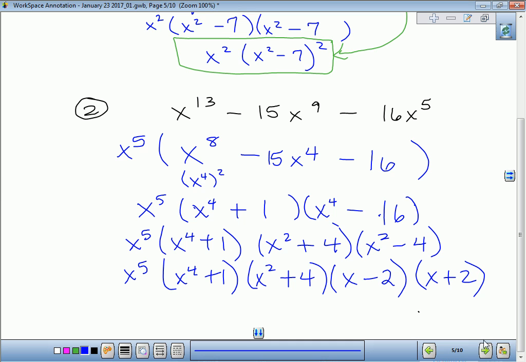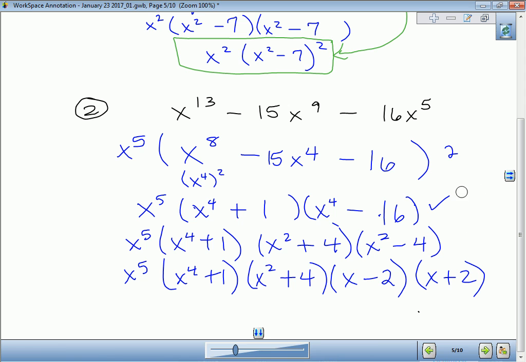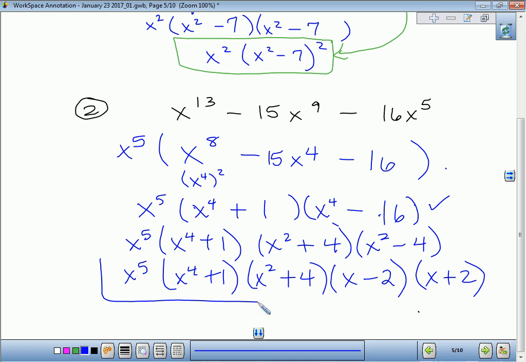Yes, Jack? This would get you some credit. But if this problem were worth 8 points, getting to right here might get you 3. Maybe 4. Depends on how I make my rubric that day. Yeah, probably 4. So I'd do 2 points here, 2 points here, 2 points here, 2 points there. So this is the answer right here. This is completely factored over the set of integers.